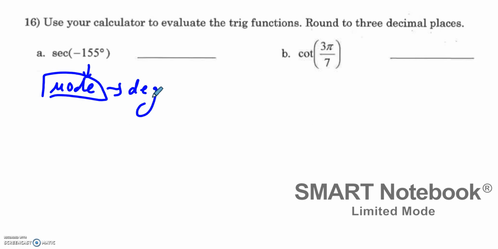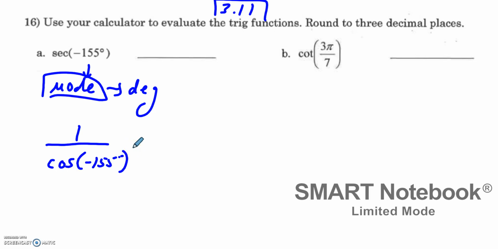So this was from, if anyone's interested, the 3.11 video, Calculator with Trig Functions, if you ever want to go back and use it as a resource. What I would like to do on part A is write this differently into something we recognize. Secant is really the same as 1 over cosine, so we could think of this as 1 over cosine of negative 155 degrees. We can plug this directly into our calculator.